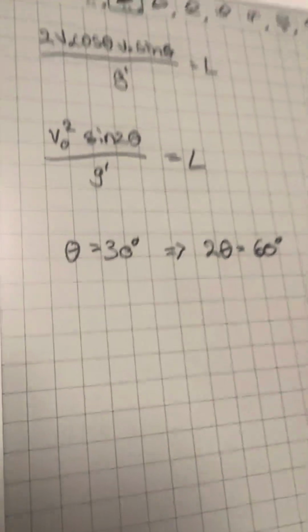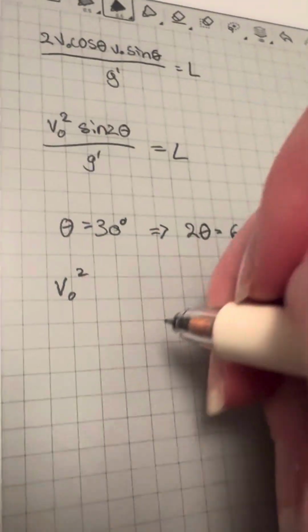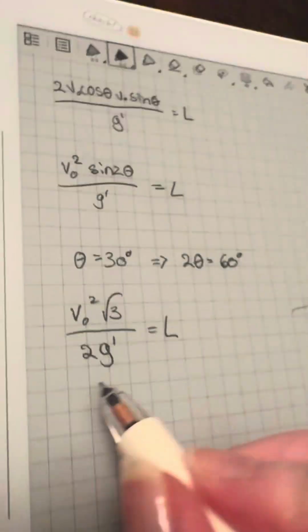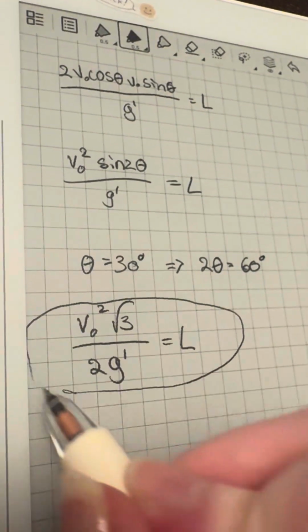Okay, so we can write with V0 squared times square root of 3 over 2g, which is equal to L. And that is how we solve it. If you understood anything, good job.